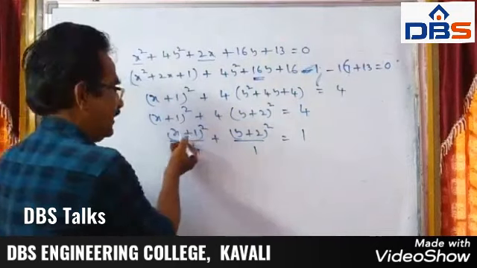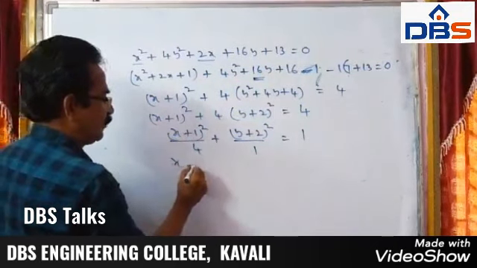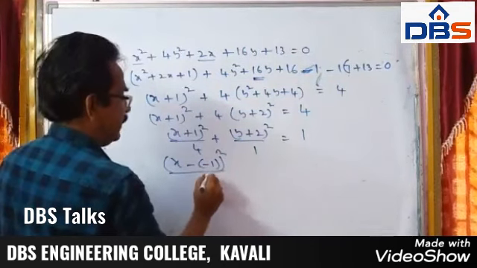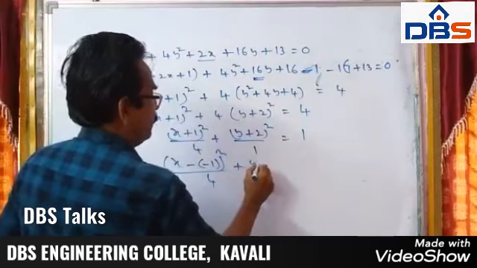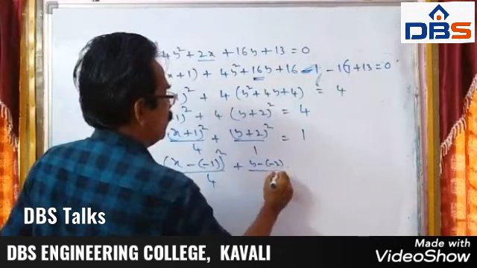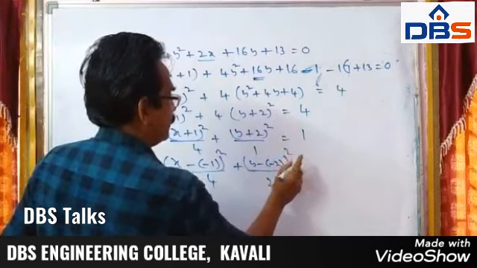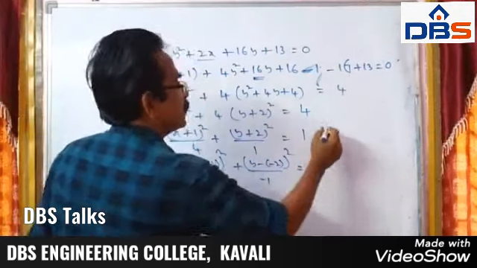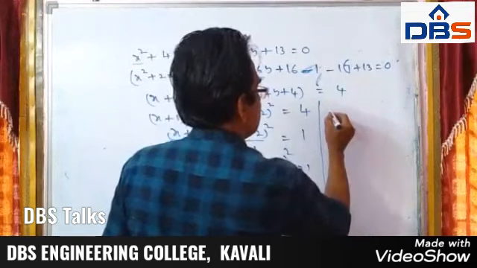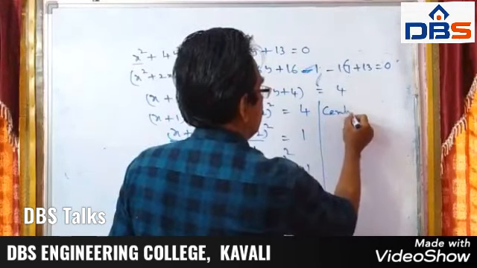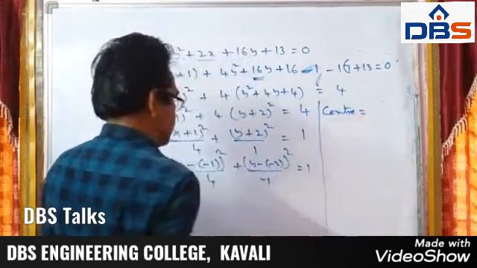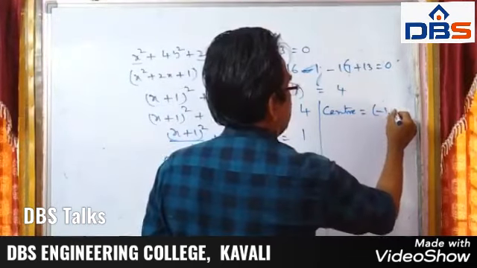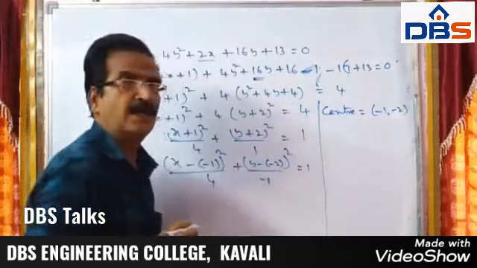What is the center, friends? X minus of minus 1 whole square by 4 plus y minus of minus 2 whole square by 1 is equal to 1. So friends, what is the center? Center is equal to minus 1 comma minus 2. Center minus 1 comma minus 2.